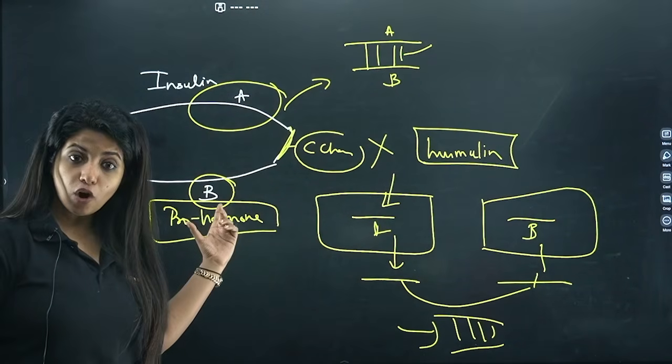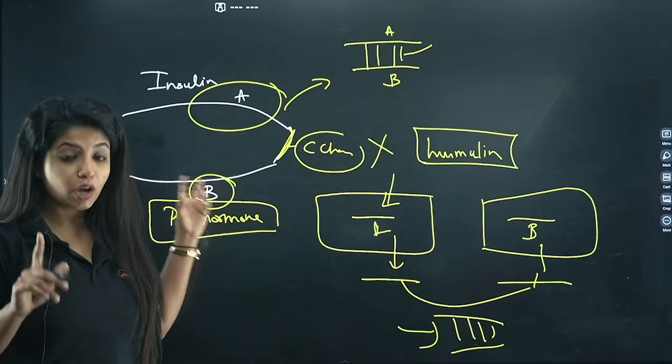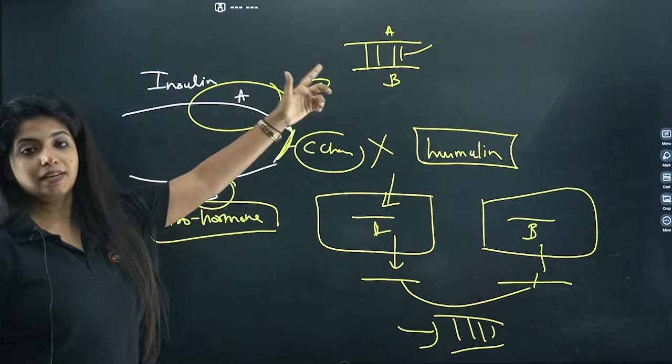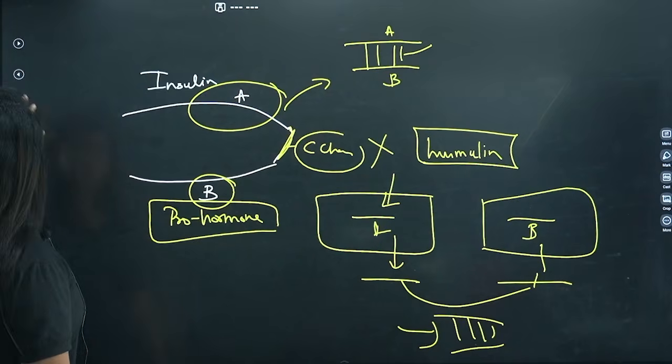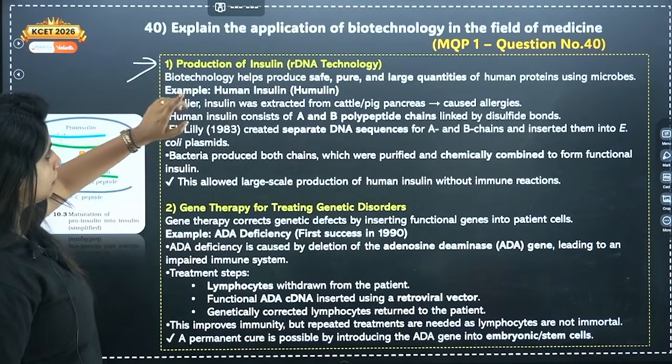So this is pro-hormone, okay, not a protein, hormone. Pro-hormone, and that is the immature version of the hormone. Cool. So that is one very important thing.